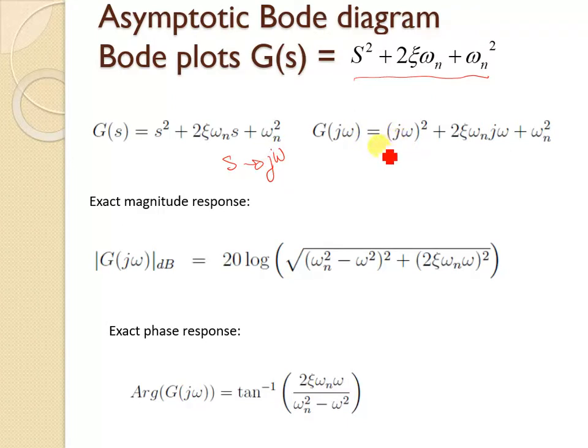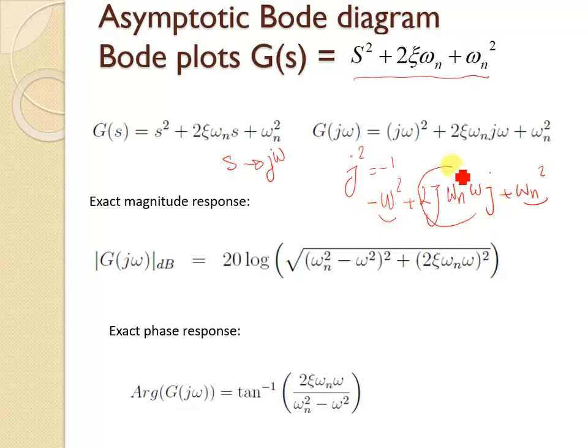Then you will find (j omega) squared plus 2 sigma omega n j omega plus omega n squared. As you know, j squared is equal to minus 1. Here it will be minus omega squared plus 2 sigma omega n omega j plus omega n squared. The first and last terms are the real part and the middle one is the imaginary part.